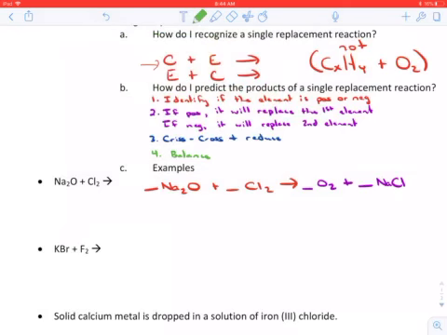So if we look here, 1 O, 2 O's. So if I put a 2 out front, that gives me 2 O's. Now I have 4 Na's. How do I get 4 Na's? I put a 4 out front. I have 4 Cl's. How do I get 4 Cl's? A 2 there. And then finish it off with a 1 in front of the O2.